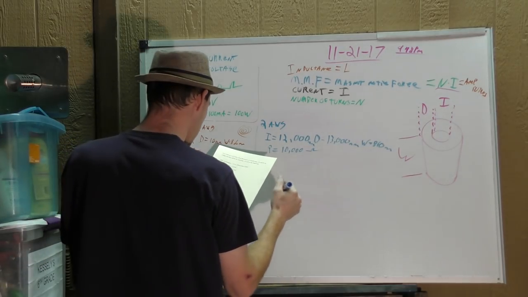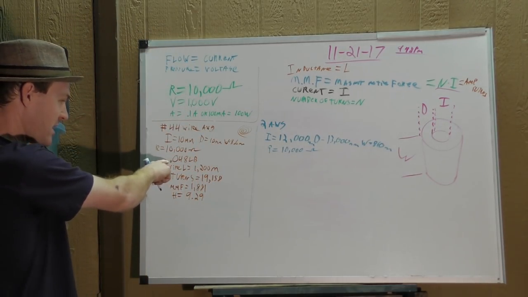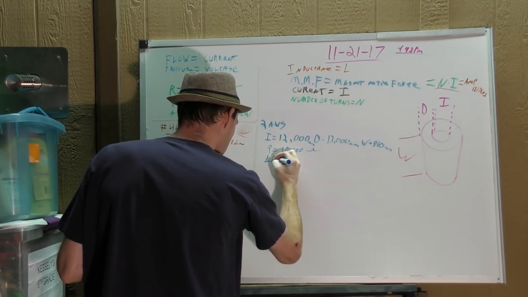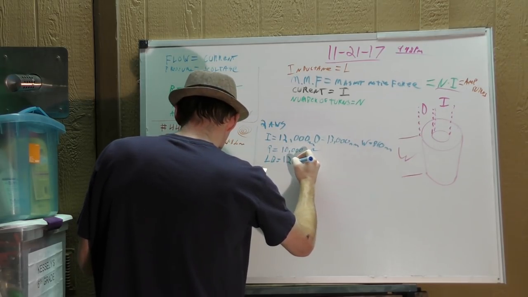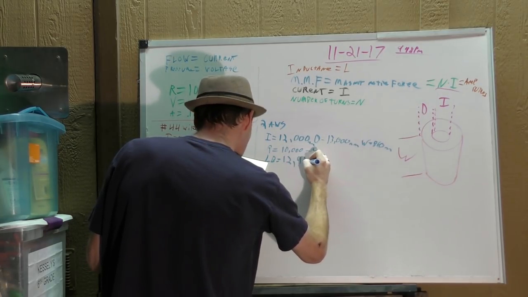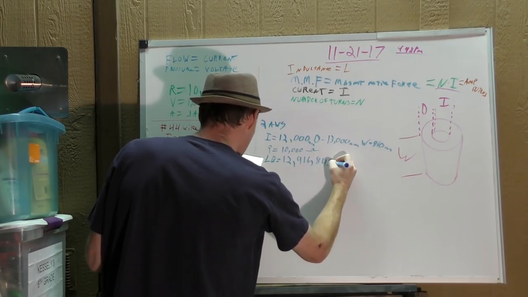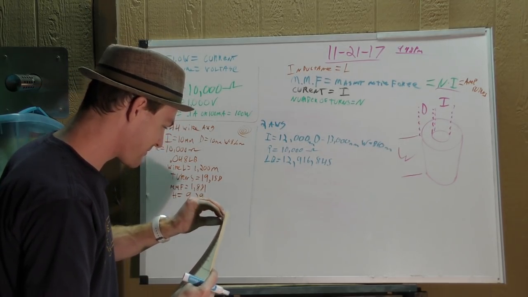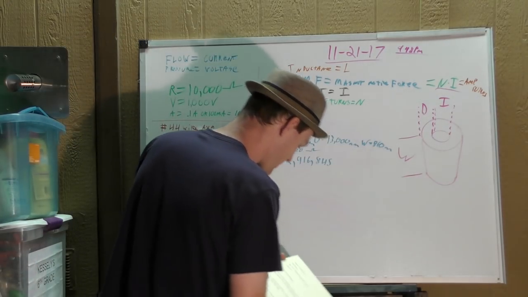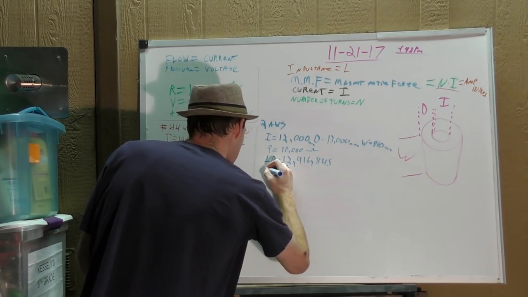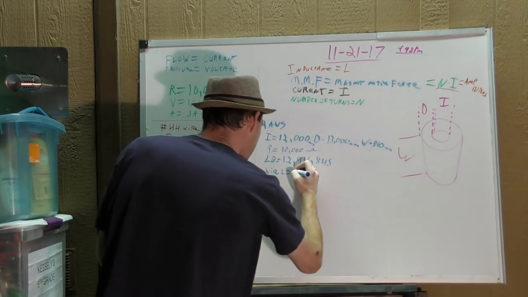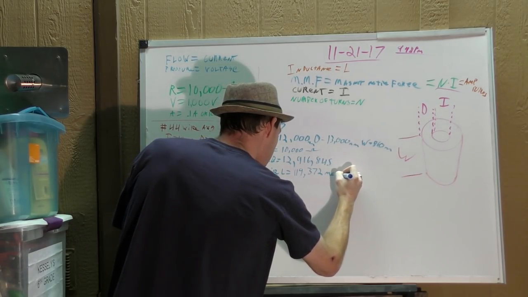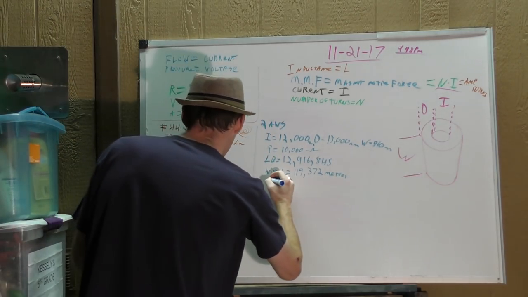R, still 10,000 ohms. Now we're going to do the pounds. Here we had 0.048. Here we have 12,916,845. That's a big coil. Somebody tell me how many tons that is. We're just proving a point using their math. The wire length is 119,372 meters. Okay? Turns.